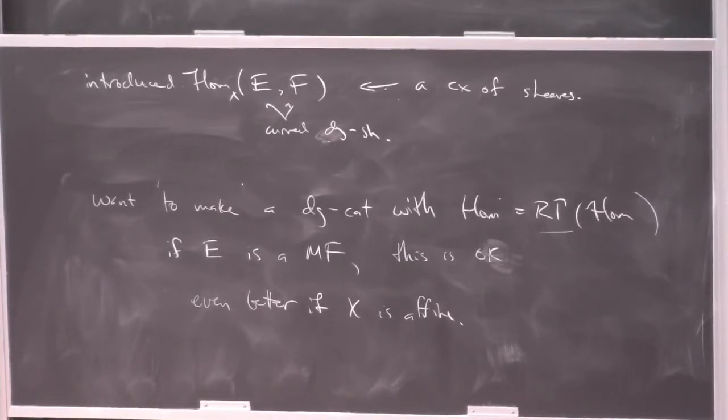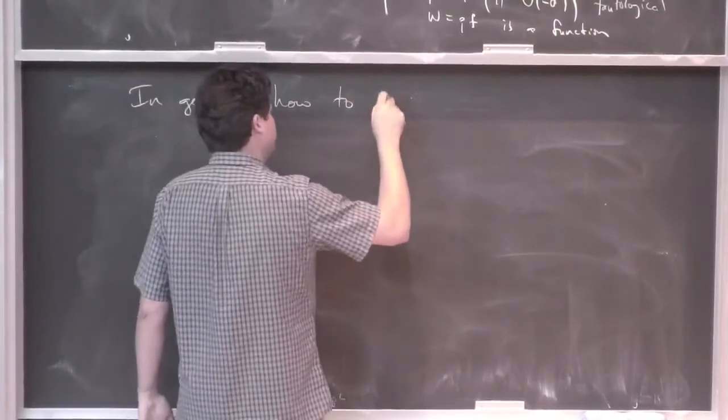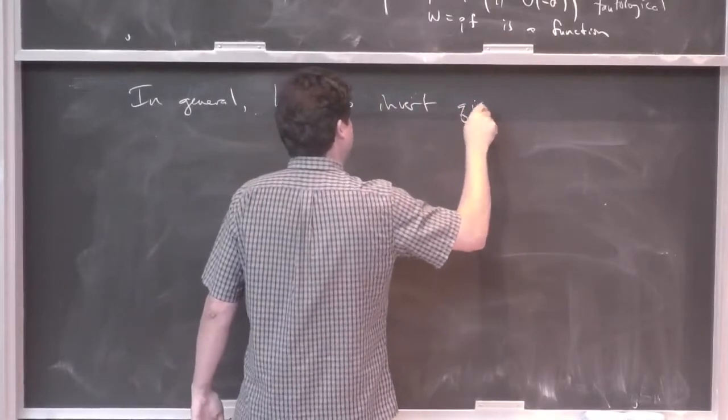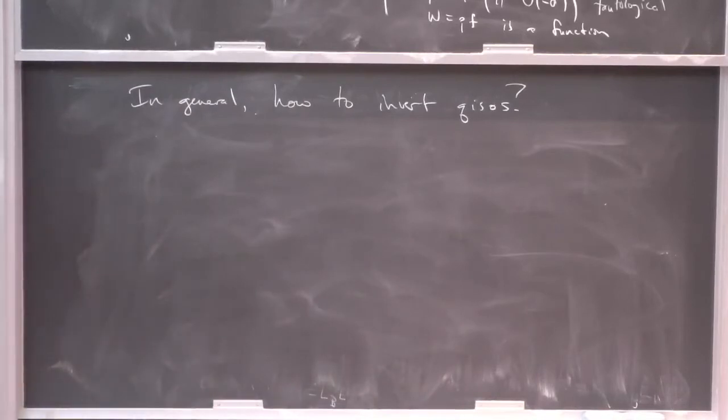But what if we don't want to be affine and we want to embrace sheafy matrix factorizations, curved DG sheaves, and not just vector bundle matrix factorizations? So in general, how should we invert quasi-isomorphisms? And what should a quasi-isomorphism even be? And this is again due to Orlov.